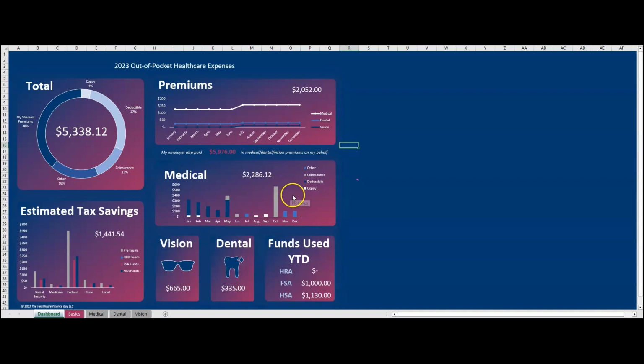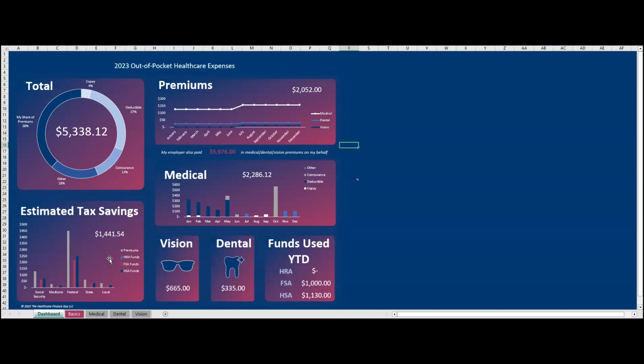And then medical expenses is broken down into this bar graph: other coinsurance, deductible, and copay. Ideally, you should see deductible expenses first and then coinsurance afterwards, since that's how it typically works. Vision expenses and dental are totaled here, $335 in this example. And then the last 2 sections are estimated tax savings and funds used year to date. This estimated tax savings takes the percentages that you entered in the basics tab, applies them towards your total healthcare expenses, and shows you how much in taxes you're saving by participating in these pre-tax accounts.